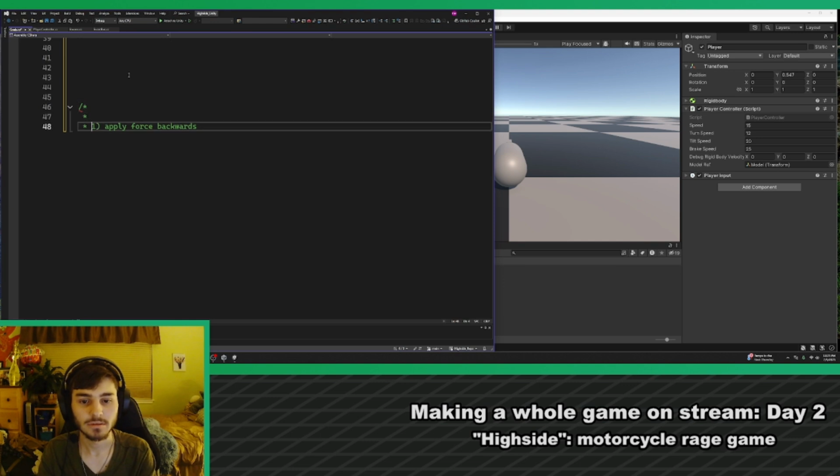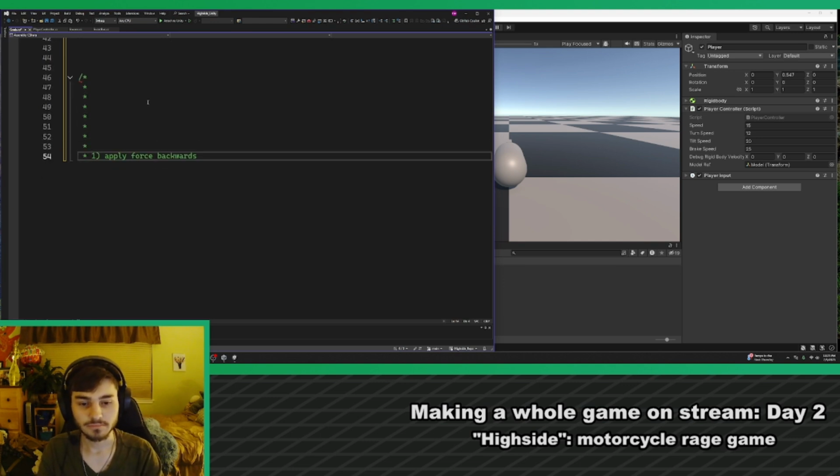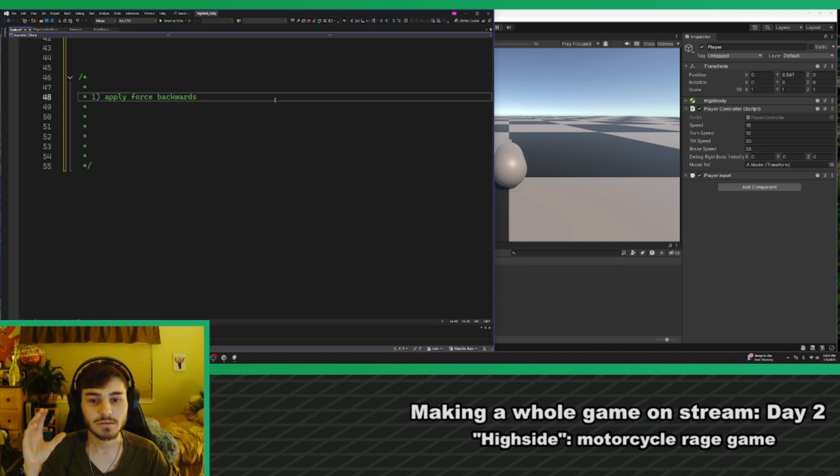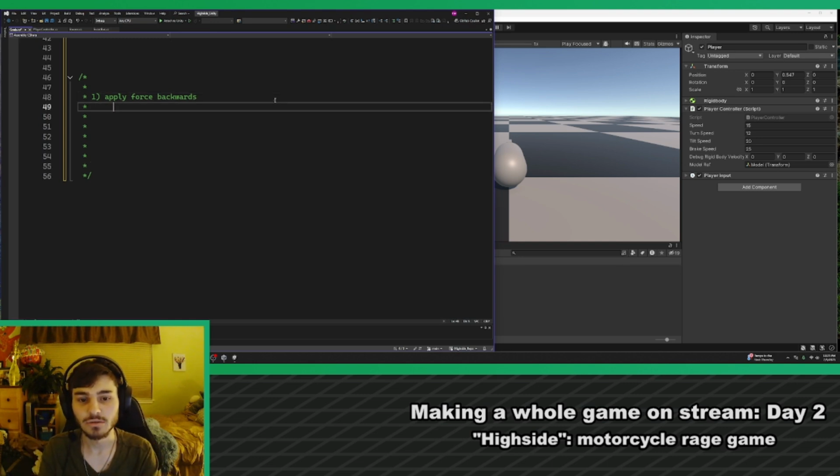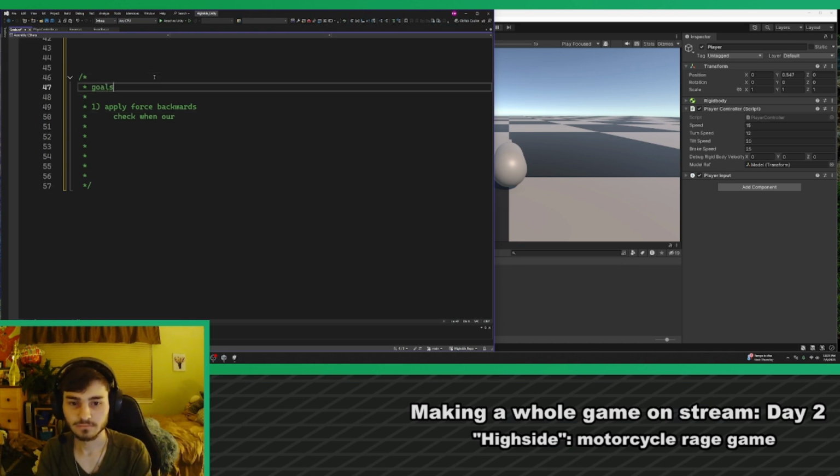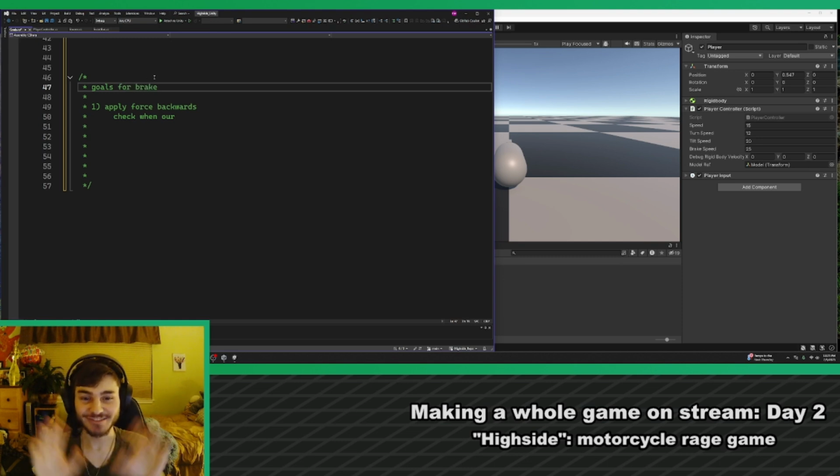So the things we can do are we can apply force backwards, and which means we're going to need to check when our... So the things we need to do in order to have a brake, we need to slow ourselves down. Goals for brake. That makes it sound real simple.